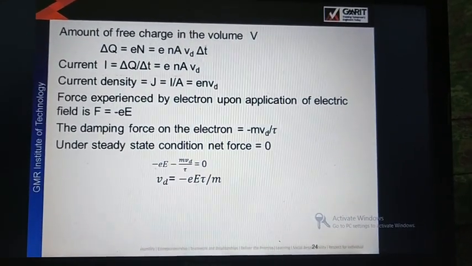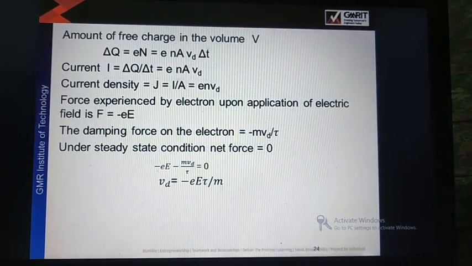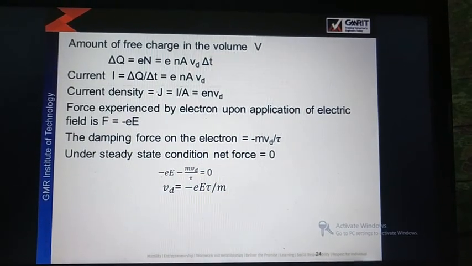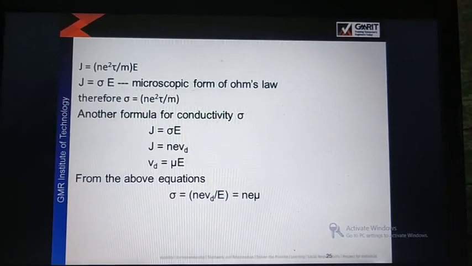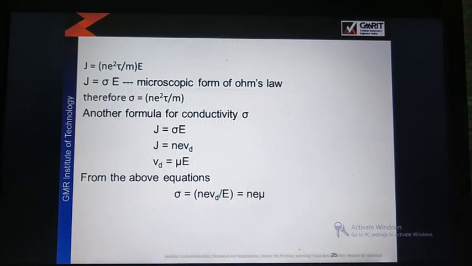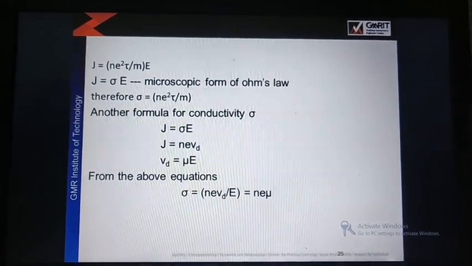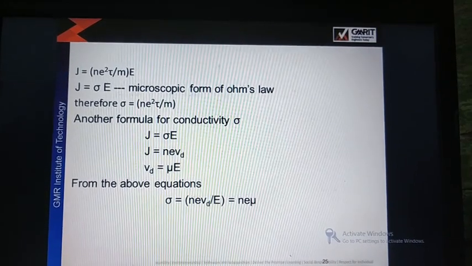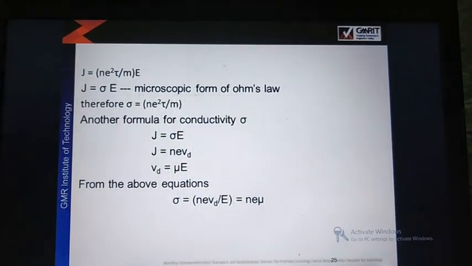And by using the force experienced by the electron when an electric field is applied, we found the drift velocity. And by using the drift velocity formula, we found sigma is equal to Ne square tau by m, and also we found another formula for sigma, which is Ne mu. So this is the derivation of the electrical conductivity based on classical free electron theory.